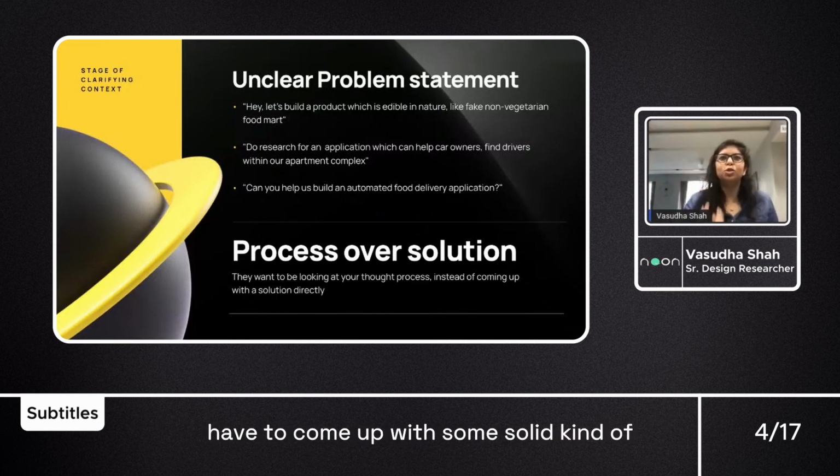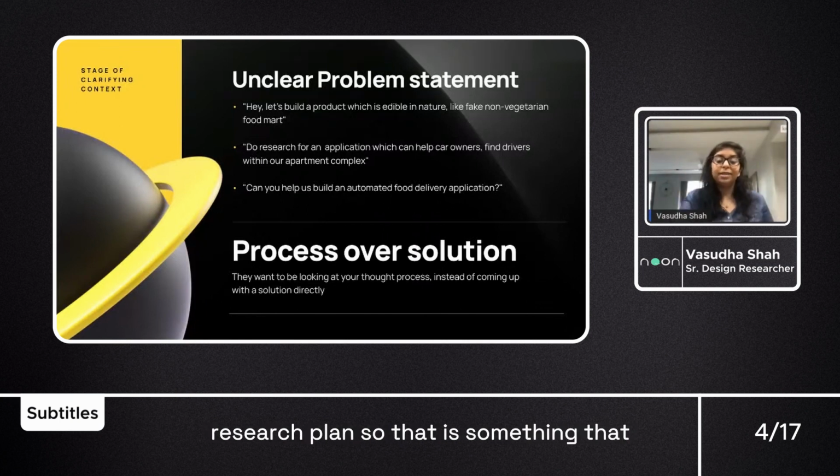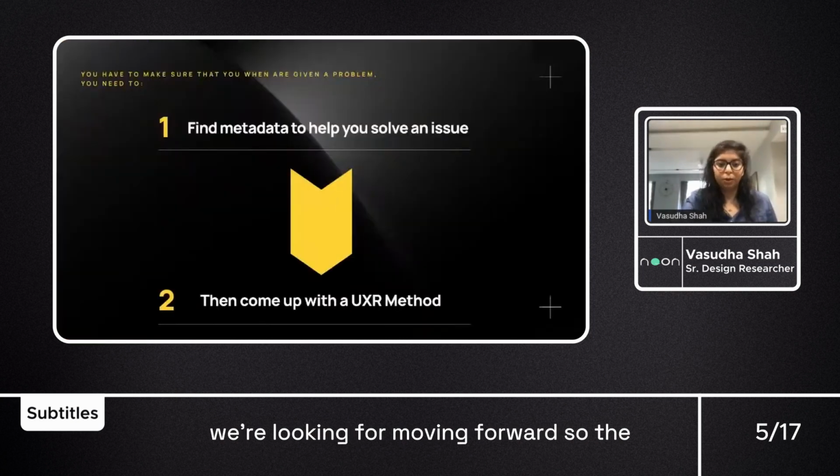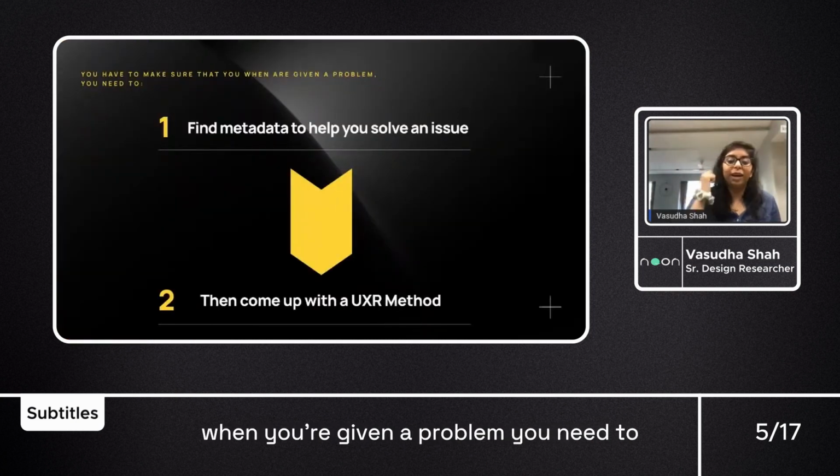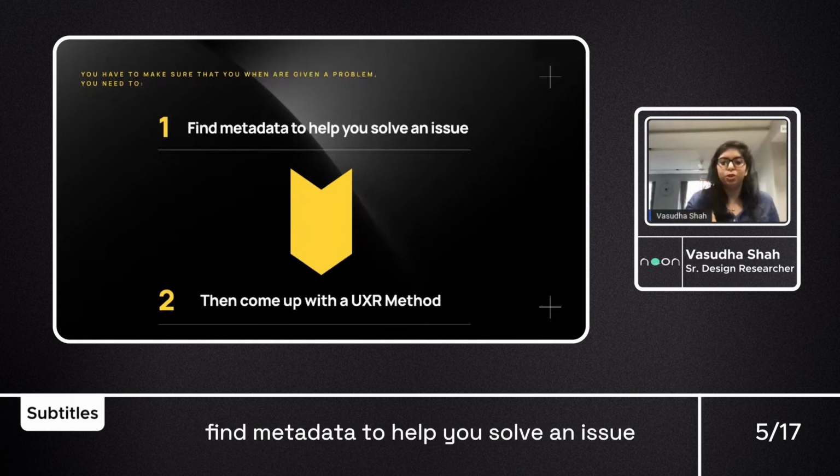Have to come up with some solid kind of research plan. So that is something that we're looking for. Moving forward, the first step is that when you're given a problem, you need to find metadata to help you solve the issue. How do you find metadata? By clarifying context. That was the process that we followed.